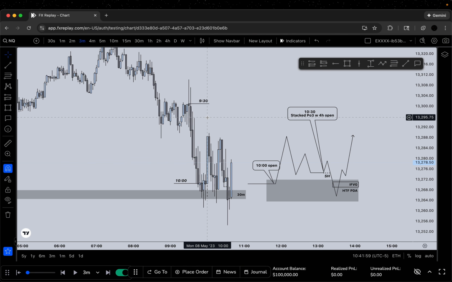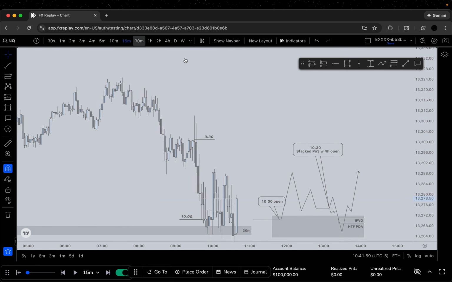But what did these PO3s do? Well, notice how 10 o'clock formed an accumulation, right? We made a swing on a swing on a swing, and then 10:30 did the same. It made a swing off of everything else. So you have generated liquidity, low resistance, leading up to, of course, your high time frame DOL.